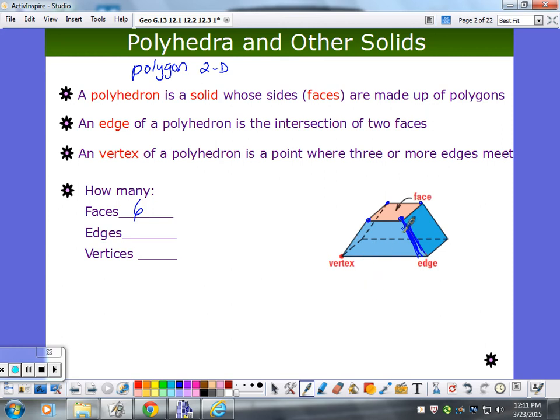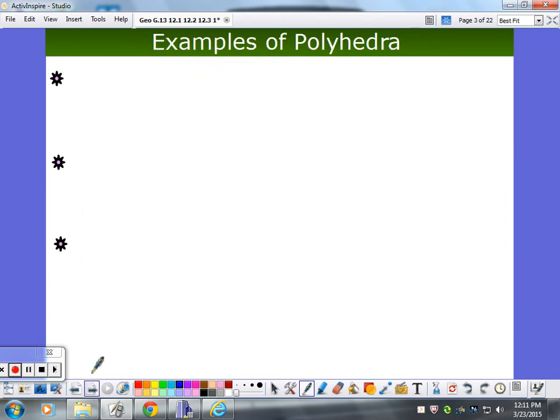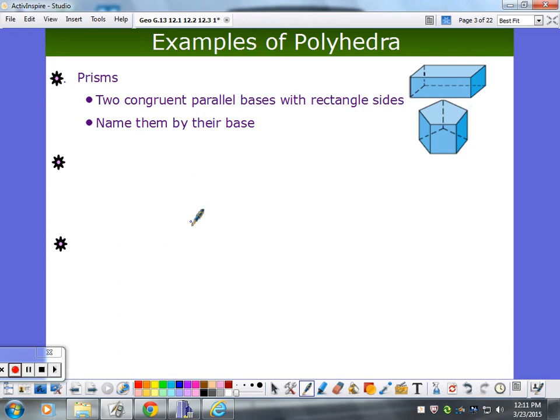How many edges? Yeah, we're counting them. So one, two, three, four. I'm just counting 12. Where they all meet up. And there's 12 of them, I think, right? And then vertices, how many of these little points? Eight of them. So you can just count them. Examples of some polyhedra. So we have to know about prisms.